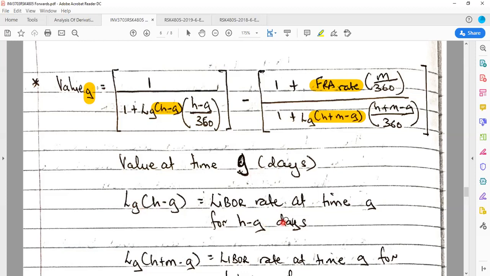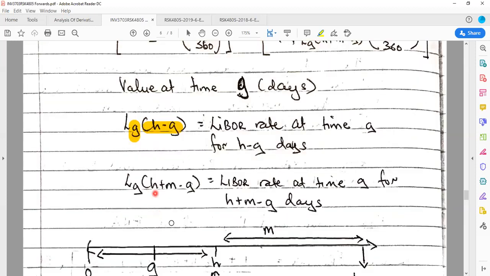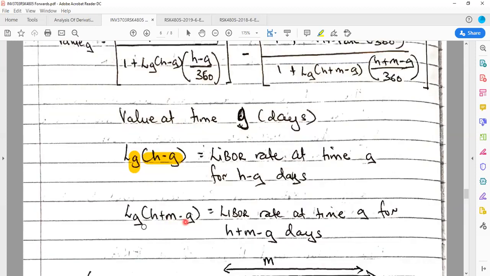L(G, H minus D), this is the LIBOR rate at time G based on H minus D days. Otherwise, it's the cost of borrowing money, the London interbank rate for H minus D days if you borrow the money at time G. L(G, H plus M minus G), this is the cost of borrowing money for H plus M minus G days if you borrow the money at time G, the London interbank rate.